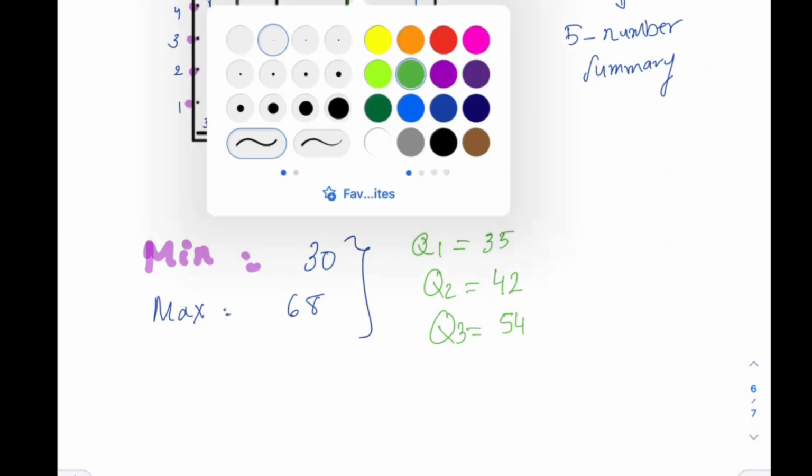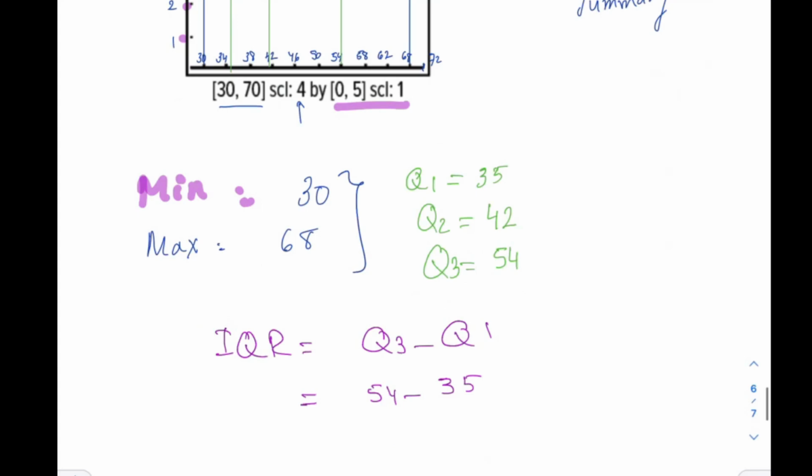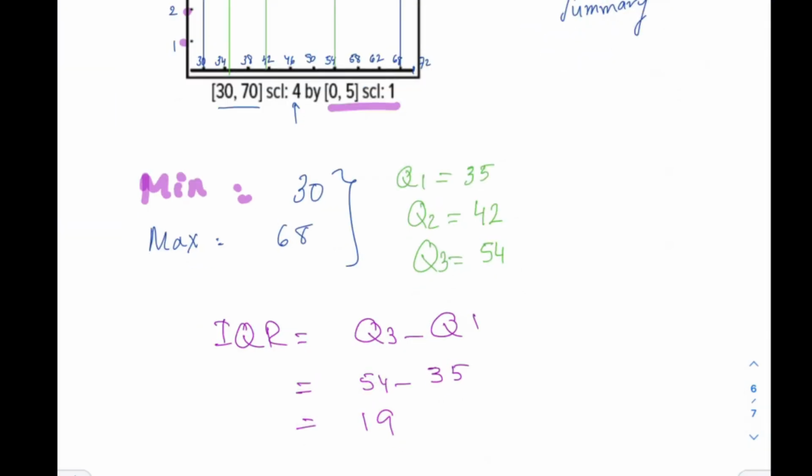If you are asked about interquartile range, IQR, it's Q3 minus Q1, which is 54 minus 35, which is 19, which includes 50% of the data, actually.